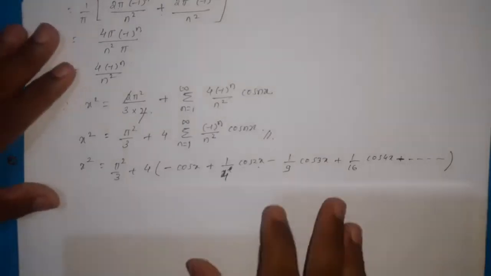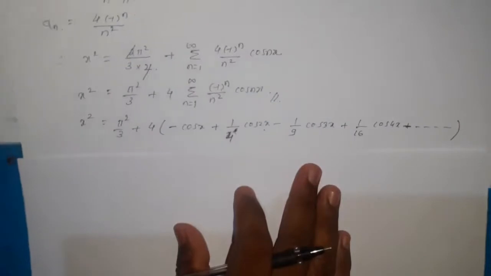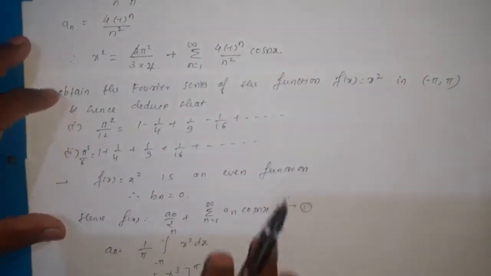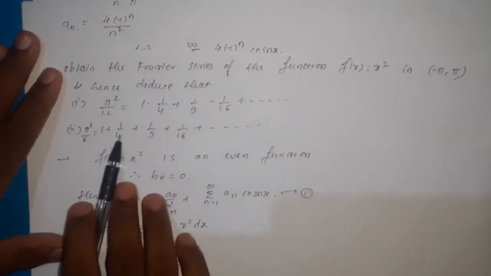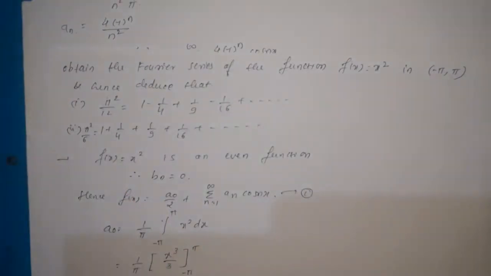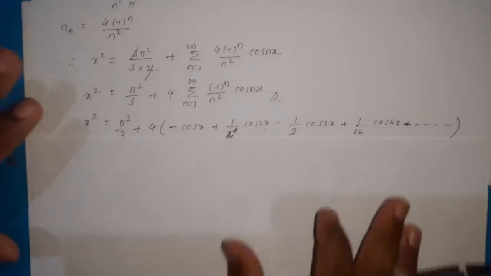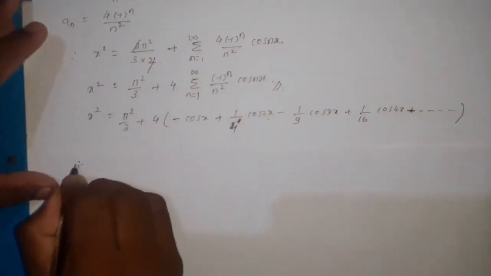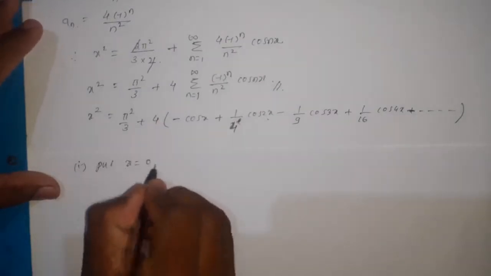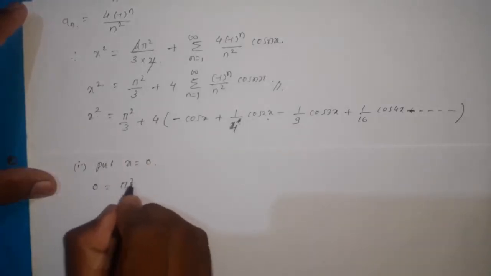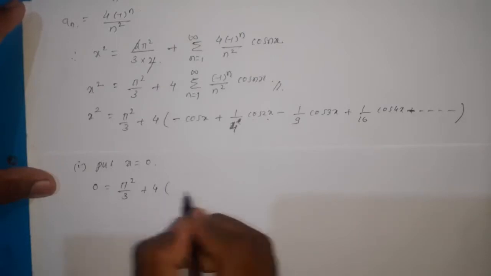Now to prove the results, here the results are, the first one is pi square by 12 equal to 1 minus 1 by 4 plus 1 by 9 minus 1 by 16, and the second one is pi square by 6 equal to 1 plus 1 by 4 plus 1 by 9 plus 1 by 16, and so on up to infinity. So to prove those two results we need to substitute the value of x. Now for the first one put x equal to 0. So x equal to 0 means here it is 0 equal to pi square by 3 plus 4 into.